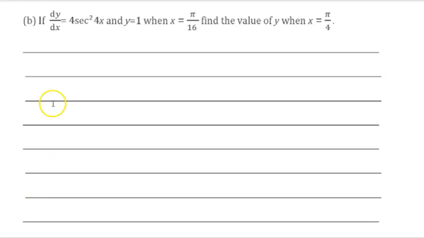All right, question B. We're going to integrate this thing. Sec squared integrates to tan, so we are integrating tan 4x. The 4 gets divided by the 4 in here. It's a reverse chain rule. That's why this then becomes 1/4 tan 4x.